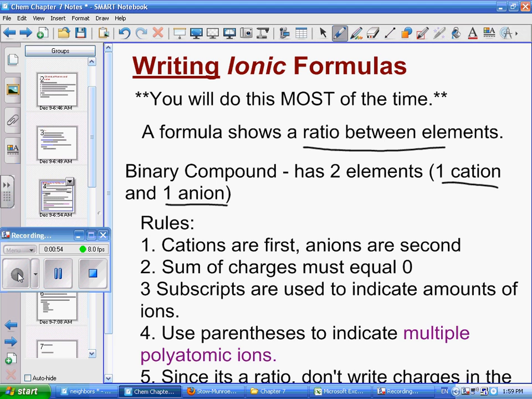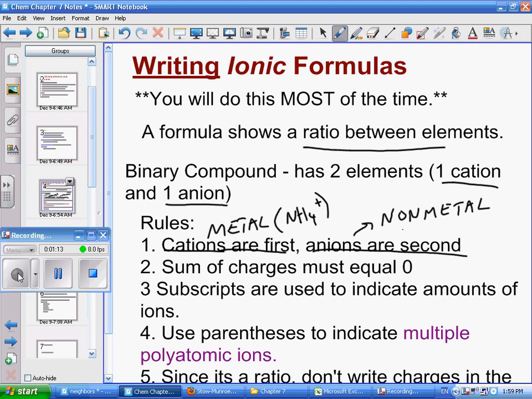Some rules that you should follow: the cations, or the metal, typically, the metal, or the exception is ammonium, is going to be written first. The anions are written second. Anions could be nonmetals, but the vast majority of them are something called polyatomic ions. And you just have to look those up.